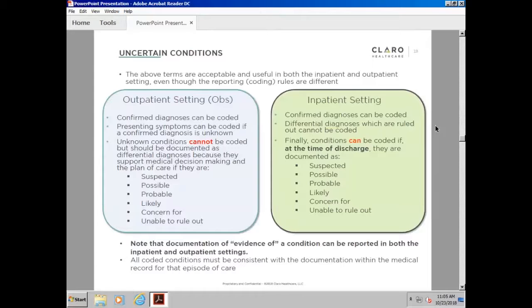But in the inpatient setting, it can be coded if it's still suspected at discharge, and it's included in the discharge summary. So there's a difference, but we really encourage physicians to use it across the continuum, even in their physician office setting, likely, possible, probable. Even though they can't bill for those conditions, it's still going to support their evaluation and management of that patient.